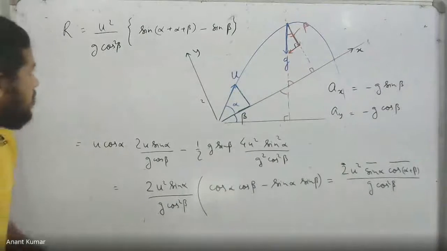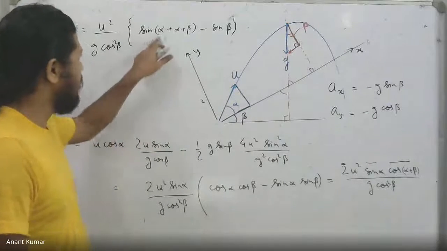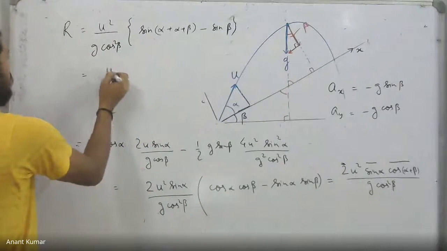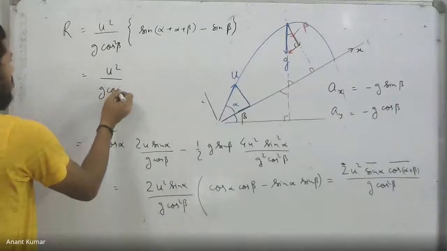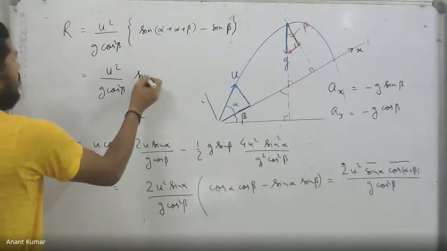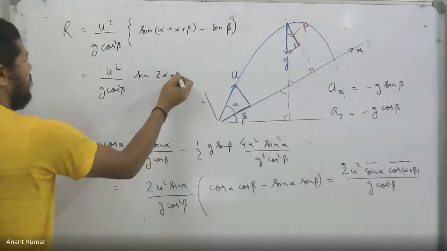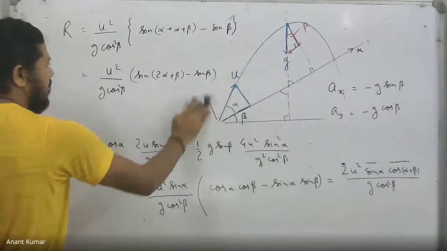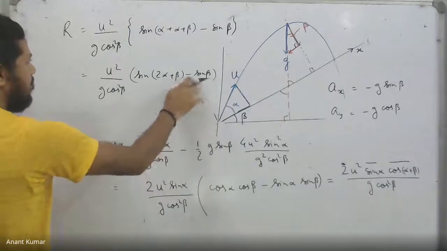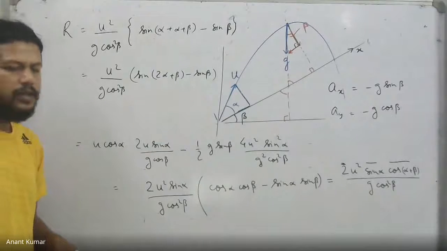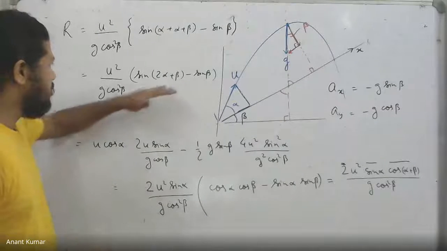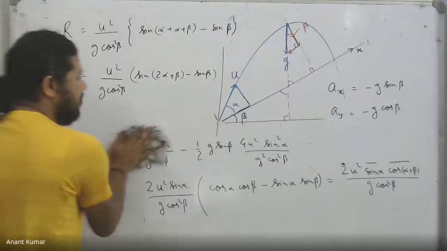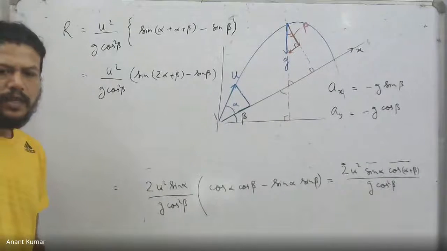So in this case, if I consider this one, I notice that the other term is just a fixed quantity. This gives us u square by g cos square beta into sine of 2 alpha plus beta minus sine beta. Now you see in this case that we have only one quantity which can be varied. This is already a constant. Sine beta is a fixed value because the incline is fixed. So I have only this part which is a variable. I need to make sure this is the maximum, and that can only happen if sine of 2 alpha plus beta becomes 90 degrees.